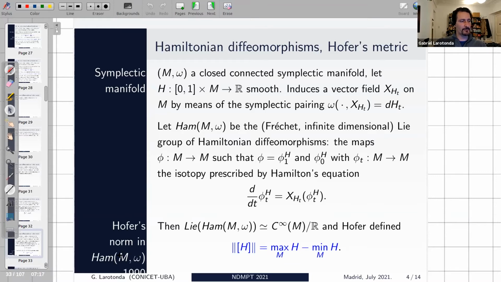Okay, there's a lot of theory around the group of Hamiltonian diffeomorphisms, and in particular the study of the geometry of the group Ham with this Hofer norm. It's a very interesting subject. But for us, it's a motivational example and a source of examples.